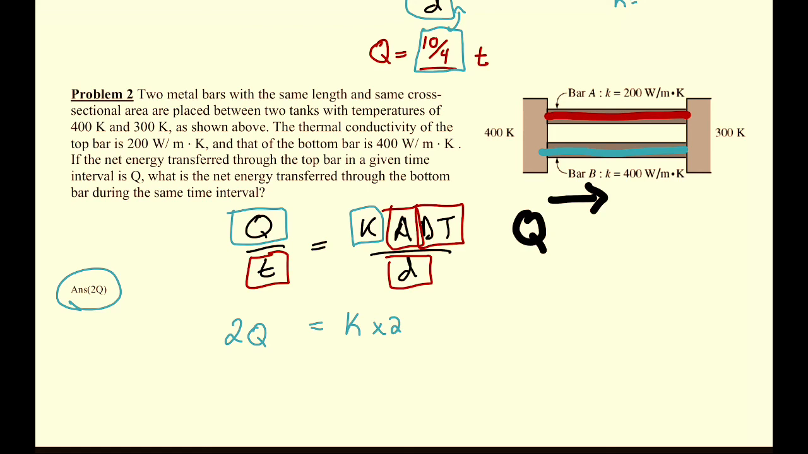Something cool to notice is that if you rearrange this equation, then you can divide the Q out to the other side, and you can have kappa A delta T over D equals Q over T, time. Moving the Q over to the right here, and the D up here gives us a velocity for which the heat will move.